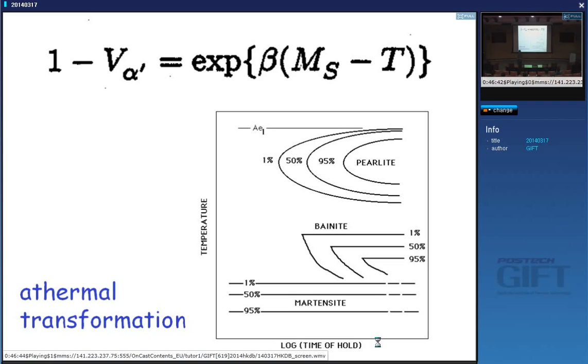If you look at bainite, for example, if I hold at this temperature, I will first get 1%, then 50%, then 95% at a constant temperature. If I look at pearlite, again, it's the same. Holding at a temperature increases the amount of transformation. That isn't the case for martensitic transformation.